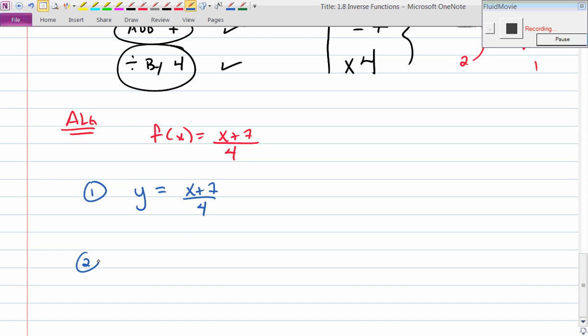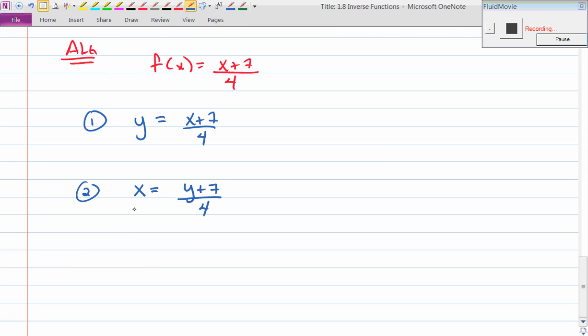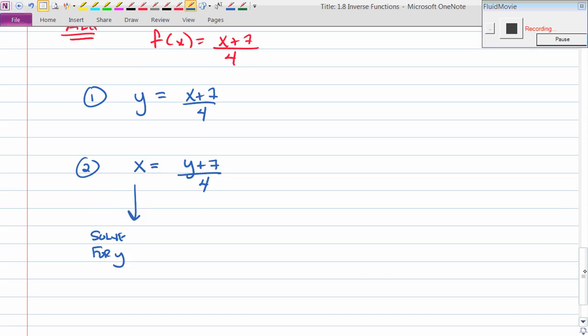The second thing they'll tell you to do is switch x and y. So x equals y plus 7 all divided by 4. And the third thing they'll tell you to do is to solve this equation for y. So if I do that, here's what I get.